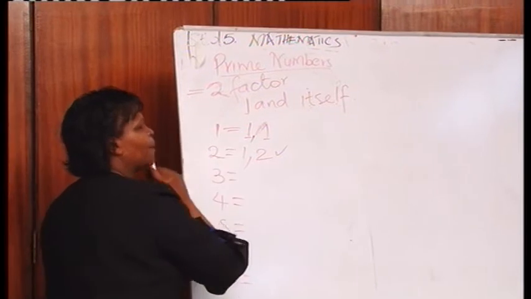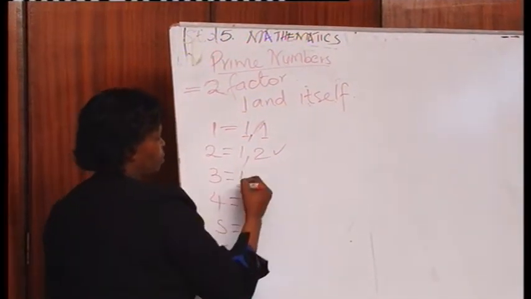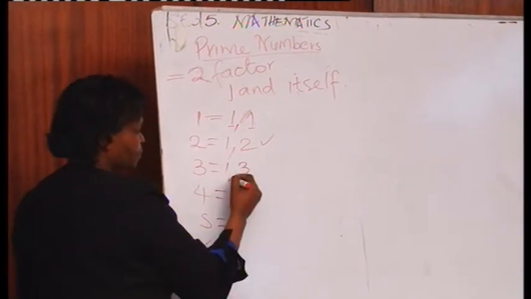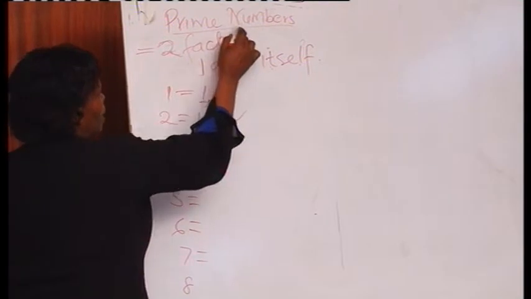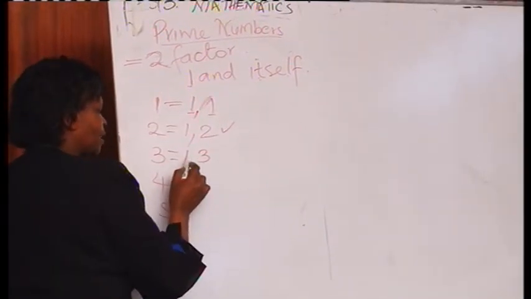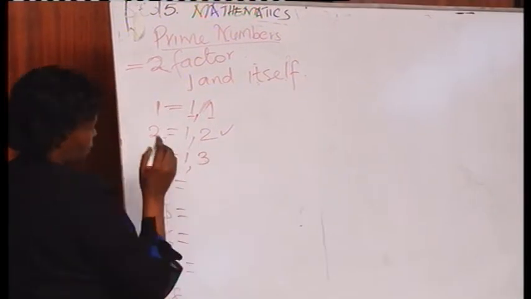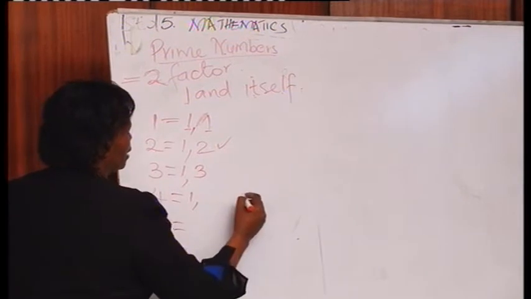What about 3? How many factors does it have? It has only 1 and 3, meaning that this 3 is a prime number. Why? Because it has two factors, that is 1 and itself, which is 3. What about 4? 4 has 1 and 4.